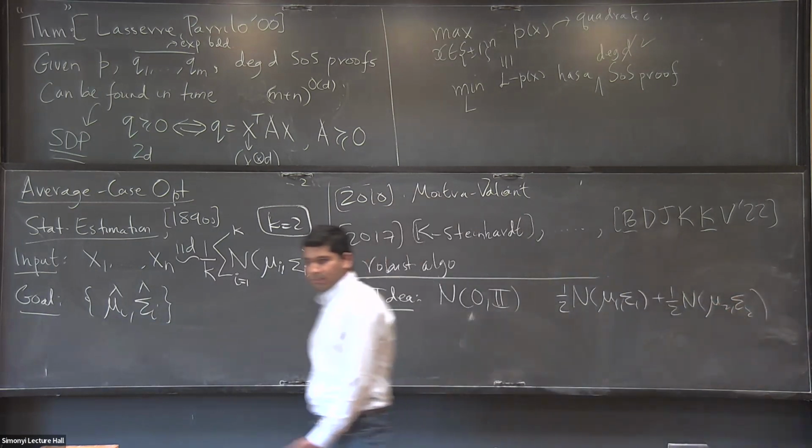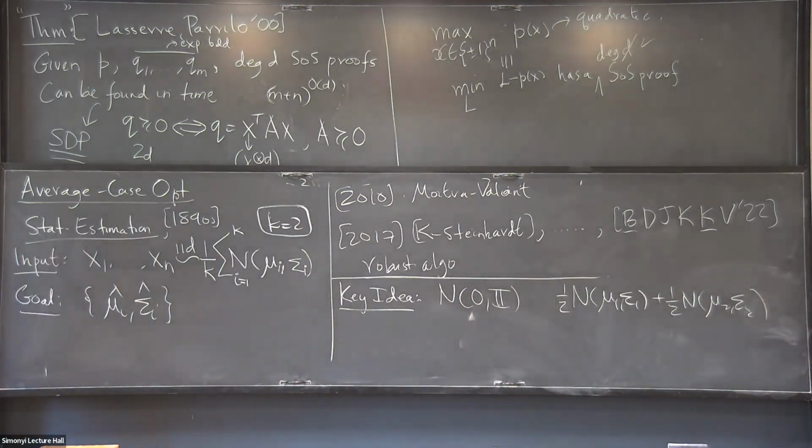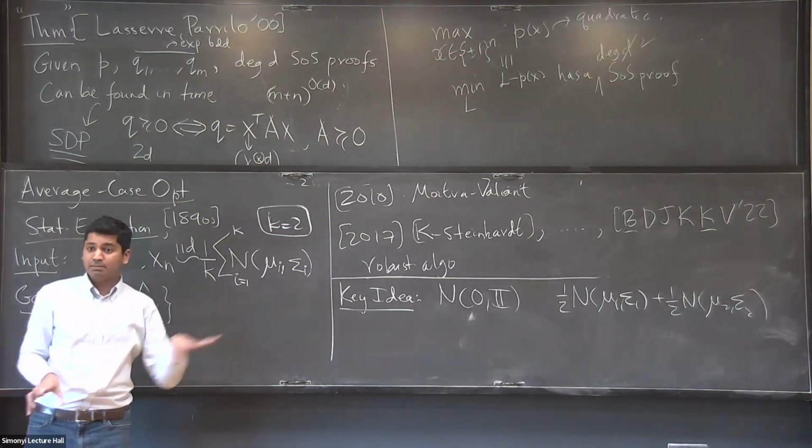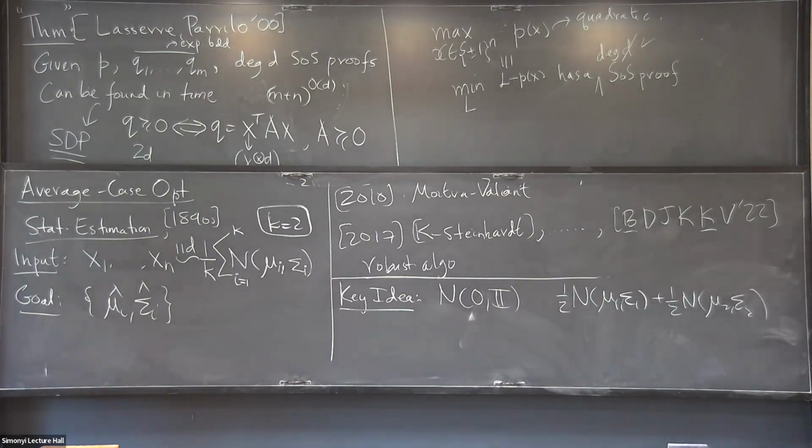And I could choose the parameters in whatever way. Now, if mu1, mu2, and sigma 1, sigma 2 are not too close to each other, I should be able to tell apart these two distributions just from some small sample from them. If I can't even do that, then there is no hope of solving the problem of learning mixtures of K Gaussians.